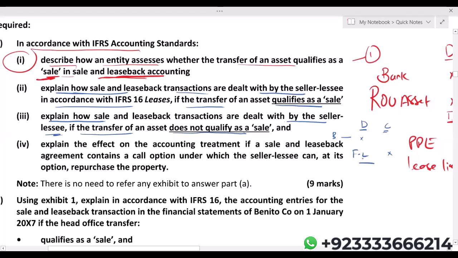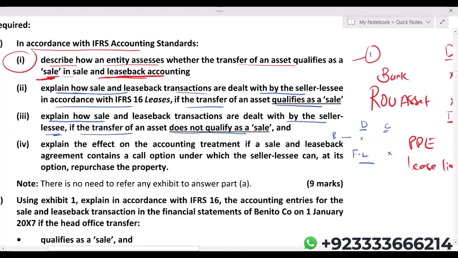If the transfer of asset is not qualifying as a sale, then, number one, the lessee will not de-recognize its asset. Second, whatever consideration the lessee has received, just bank or cash will be debited and financial liability will be credited.